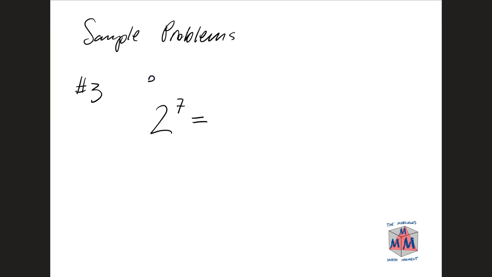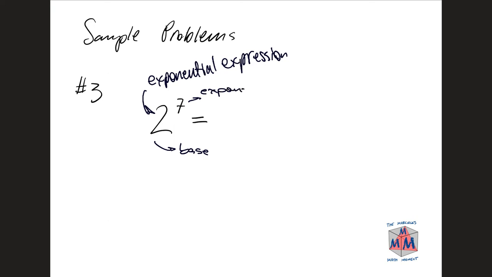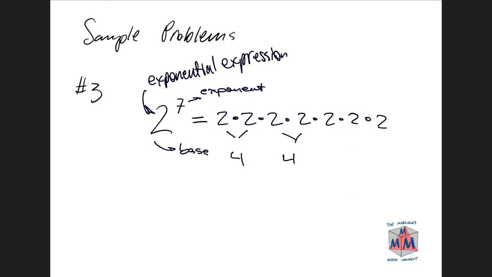So here we have an exponential expression on the left. Our base is 2, and our exponent is 7. If I'm going to write this out in expanded form, it's going to be 2 times 2 times 2 times 2 times 2 times 2. One more. Without using a calculator, what I like to do is just pair these up. I know what 2 times 2 is. That's 4. I know what 4 times 4 is. That's 16. I know what 4 times 8 is. And 16 times 8 is 128.